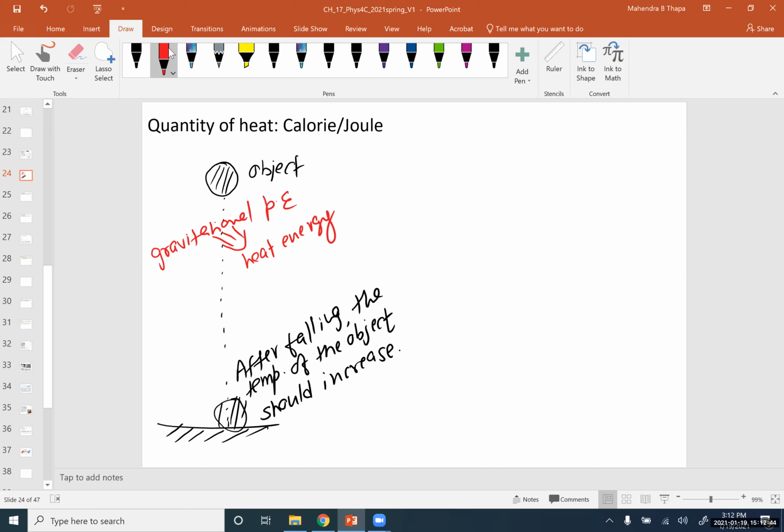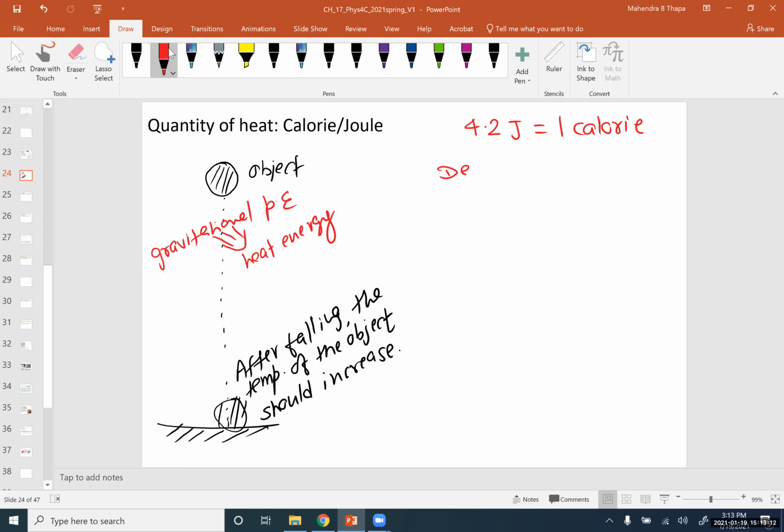So we define two units of heat. One is the joule, the other is the calorie. They are related by 4.2 joule equals 1 calorie. They are both units of work and heat. Okay, so how are they defined?